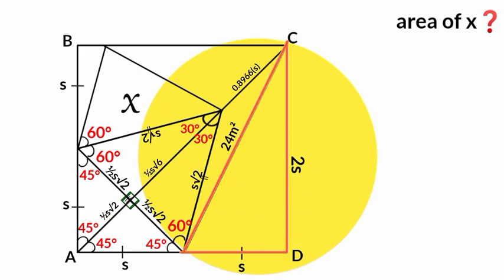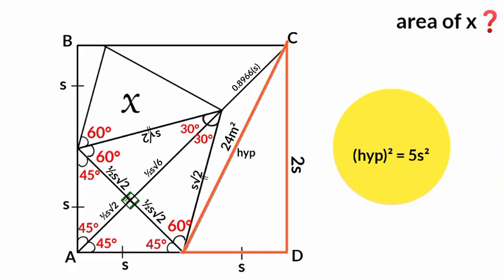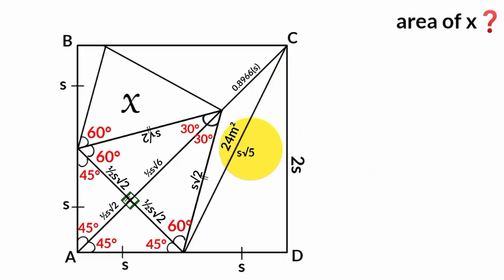From this triangle also, this is the hypotenuse. So if you use the Pythagoras theorem, hypotenuse squared equals s squared plus 2s squared. 2s all squared is 4s squared. s squared plus 4s squared is 5s squared. So hypotenuse squared equals 5s squared. Taking the square root of both sides, the square root of hypotenuse squared is hypotenuse, and the square root of 5s squared is s root 5. That is, this side here is s root 5.